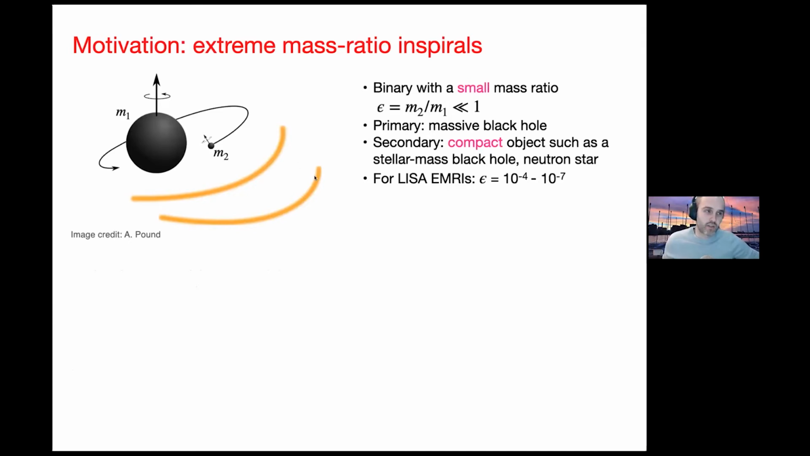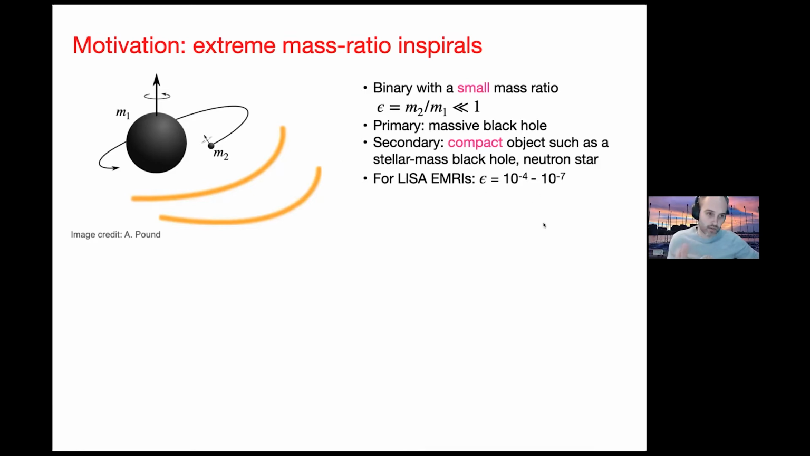So the main motivation for what I've been doing is extreme mass ratio inspirals. These are binary systems where we have a small mass ratio. So we define the mass of the bigger body to be M1, the mass of the primary, and M2 to be the mass of the secondary. Then I'm going to define epsilon to be a small number, i.e. M2 divided by M1. Typically, the primary, this is all just pure GR, I consider to be a massive black hole, and the secondary will be some compact object such as a stellar mass black hole or a neutron star.